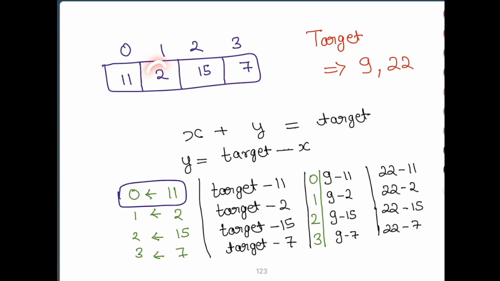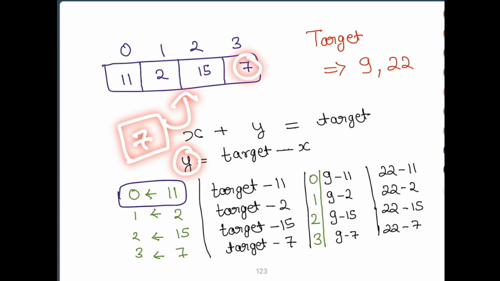Next, we check for 2. If 2 is our current value, then the target is 9, this is 2, y is 7, right? Now, if there is a 7 in my data, then I got the answer. You might say that I do have a 7, but as of now, in my dictionary, I have not seen 7. So at this point, I will not have the answer. So target minus 2, which is 7, is not in our data, right? We will still get our answer with this process.